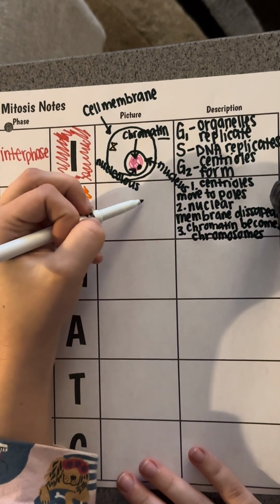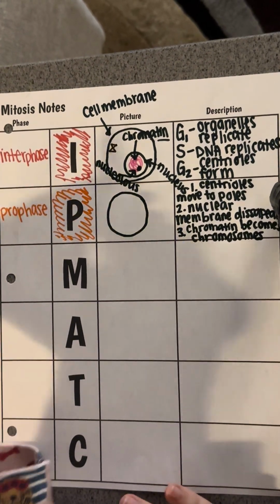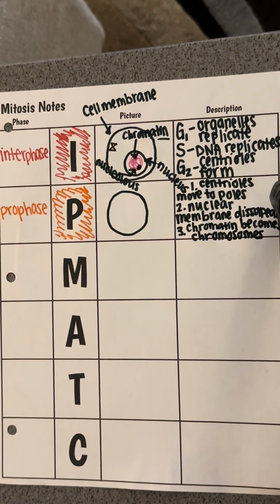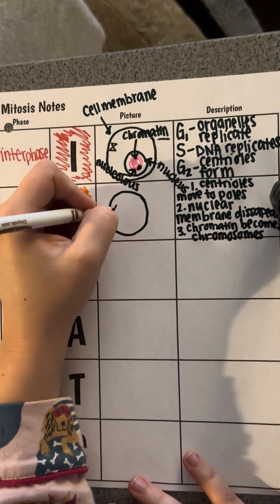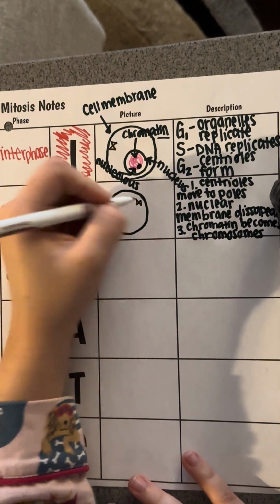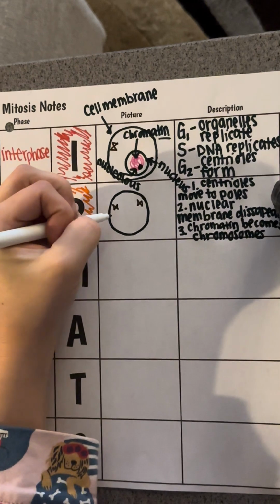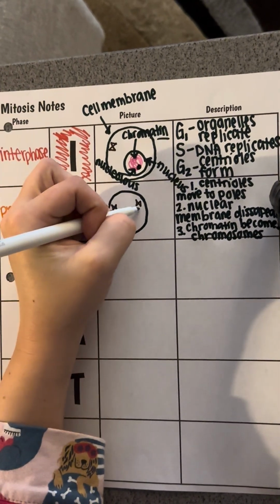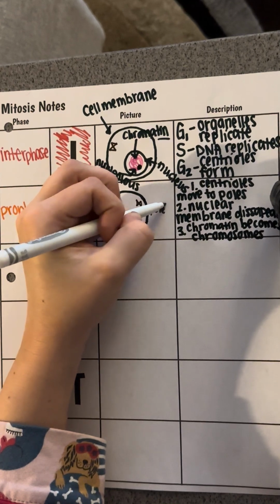Okay, let's draw our picture. So we're going to start with our cell again. I'm not going to label everything because we just did that. In G2, our centrioles formed and all the organelles duplicated. So we're actually now going to have 2 centrioles. And I'm going to move them to the poles, aka either side. So this is a pole.